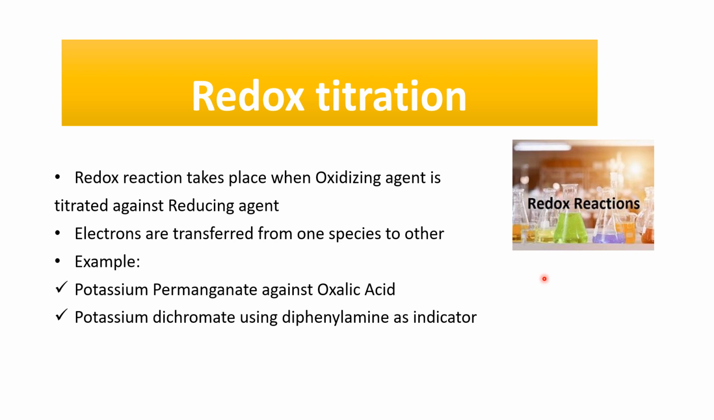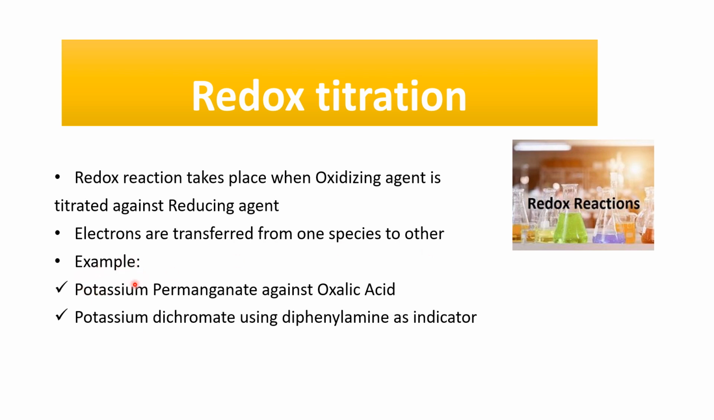Next type of titration, the second type, is redox titration. Redox titration takes place when an oxidizing agent is titrated against a reducing agent. So your titrant would be a reducing agent or an oxidizing agent, and your titrand would again be a reducing agent or an oxidizing agent. So whenever these two, oxidizing agent and reducing agent, react, it is called a redox titration. Obviously in this type of titration a redox reaction takes place. What is a redox reaction? Simultaneous oxidation and reduction. So electrons are transferred from one species to another.